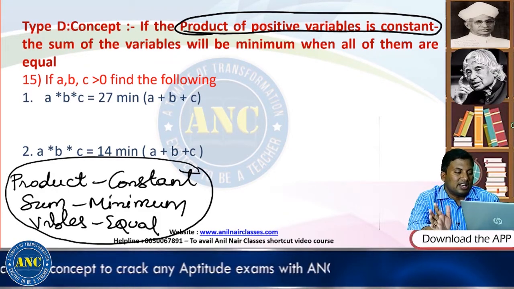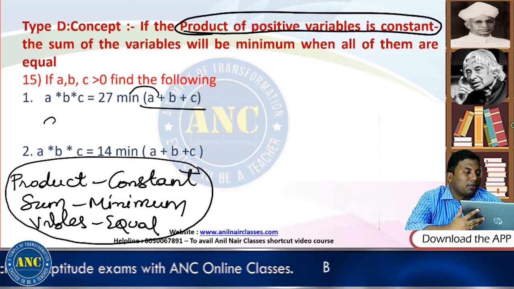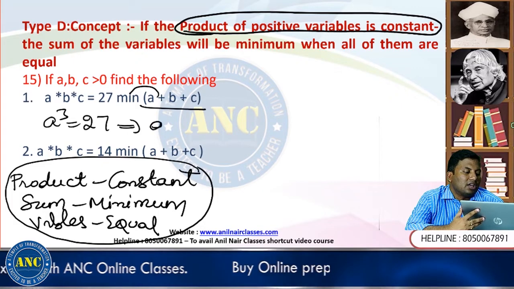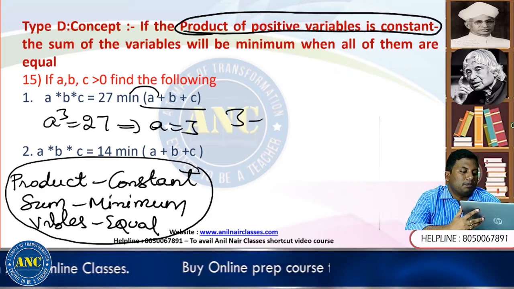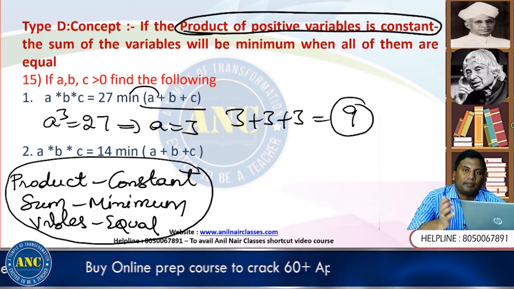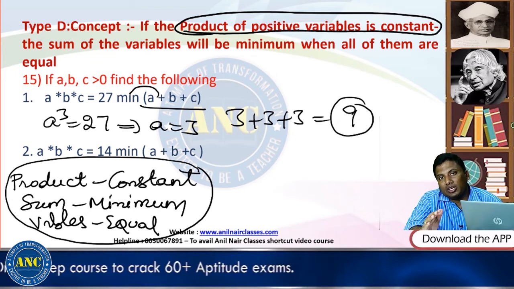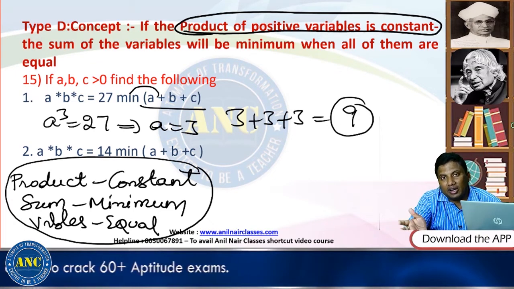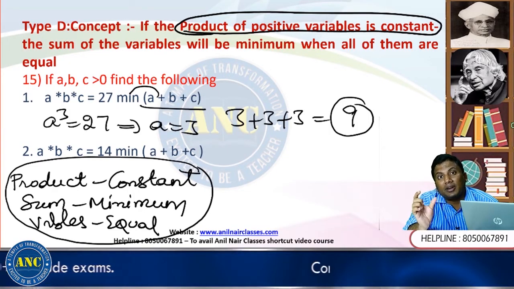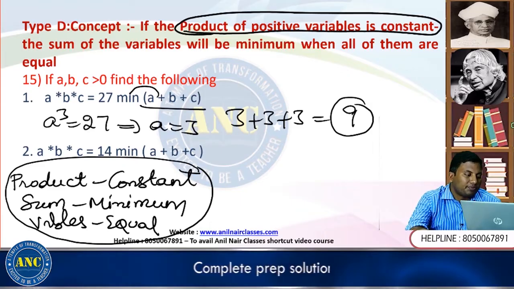It is the reverse case. Sum will be minimum only when the variables are equal. A cube is 27, so A will be 3. So 3 plus 3 plus 3, answer is nothing but 9. You cannot take a cube minus 27 equal to 0, decompose it, a square plus 3a plus 9, discriminant will be less than 0. That means the roots are imaginary.